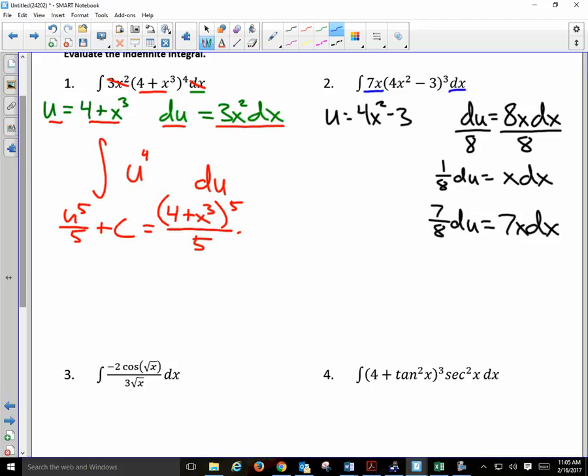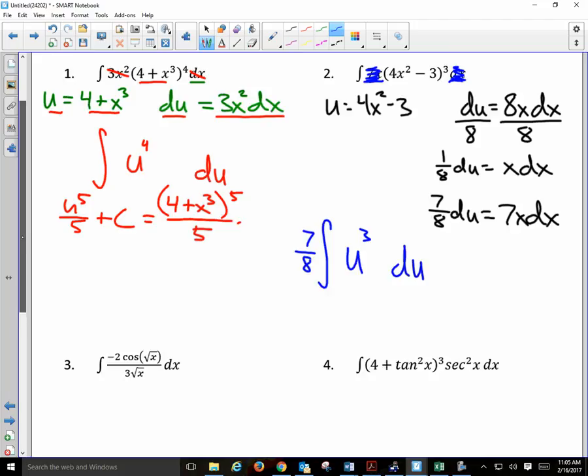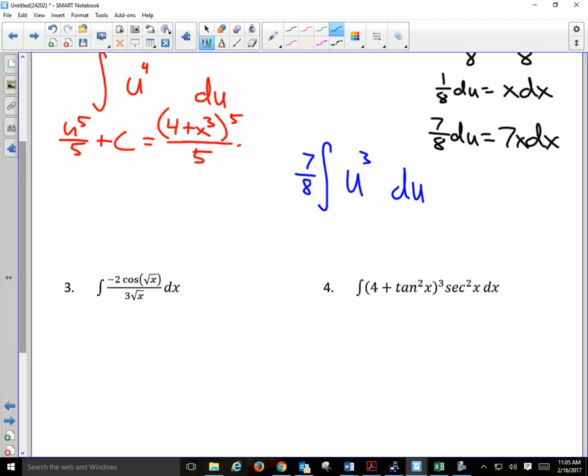So look what I have. Instead of the 7x dx, I put 7/8 du. I'm going to put the 7/8 out in front of the integral. Doesn't matter where the multiplier is. I'll put the du right here. So the 7x is gone and the dx is gone. Instead of 4x squared minus 3, what should I write? u cubed. Well, that's an easy antiderivative to find.